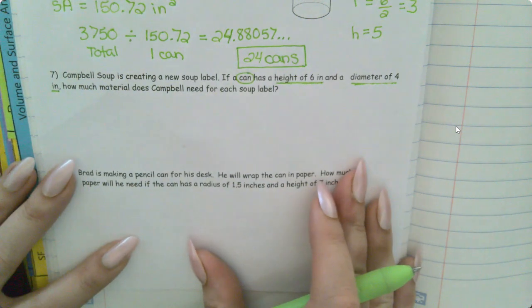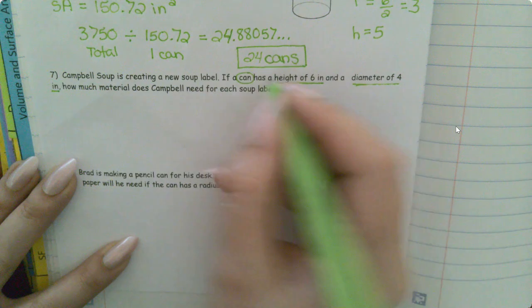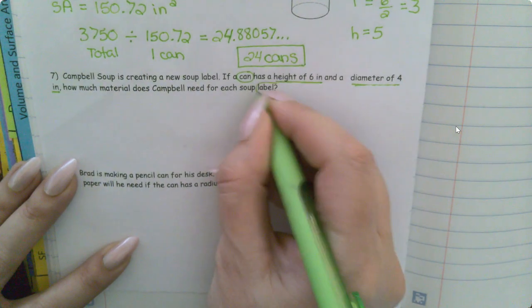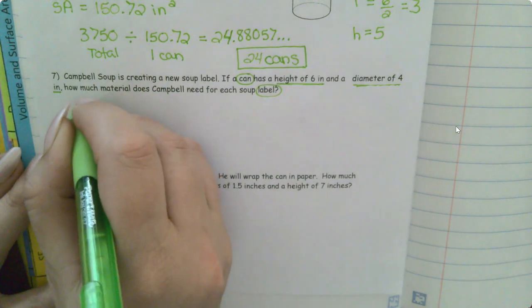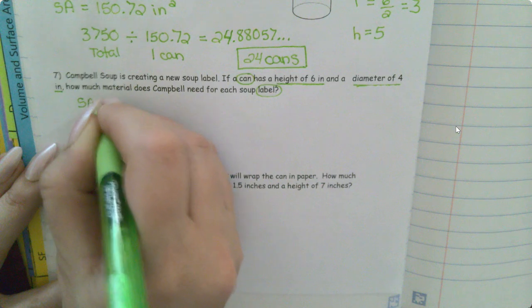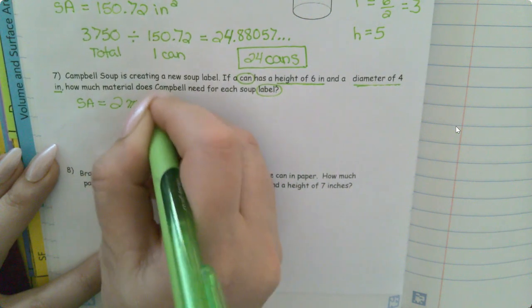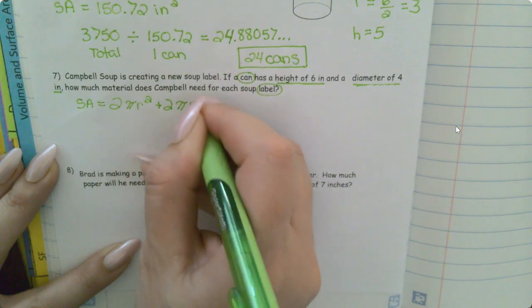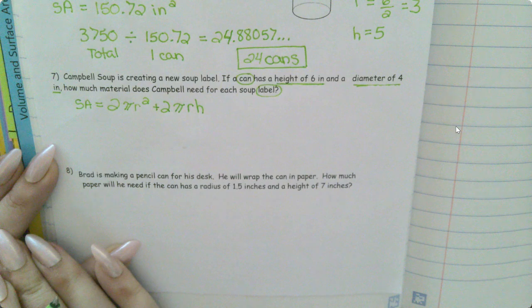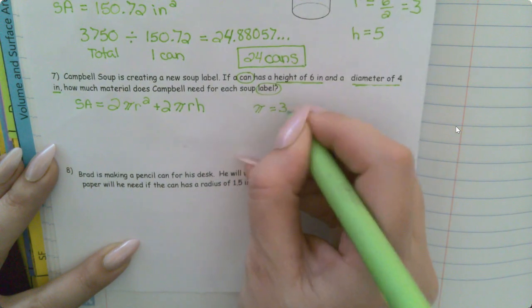So, and if I am solving for the label, is that the inside or the outside? That is the outside, okay? So that is surface area. So surface area equals 2 pi r squared plus 2 pi rh. Pi, we're going to use 3.14.